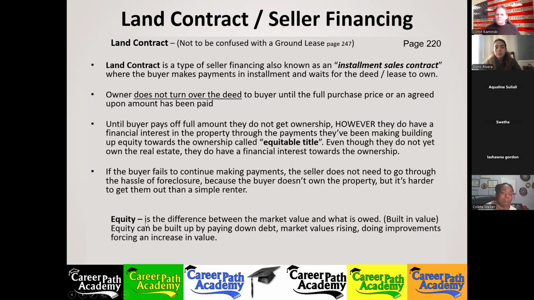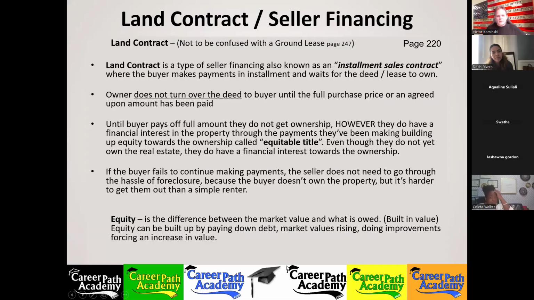So equity, that equitable title, equity is the difference between the market value of a property and what's owed on it. Now, equity can be built in several ways. Usually at the time that you purchase a property, your equity is equal to your down payment amount. You buy a property at this value, right here. You put a down payment when you purchased it. So your market value is here, and you paid this amount in between. So you have that much equity built in.